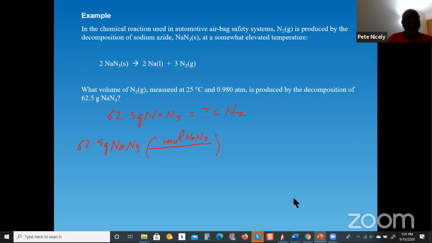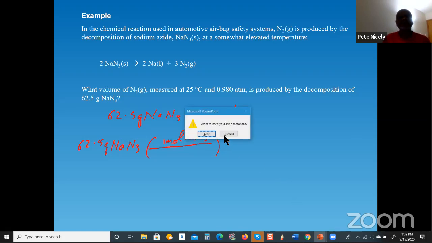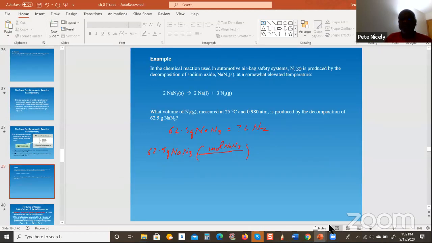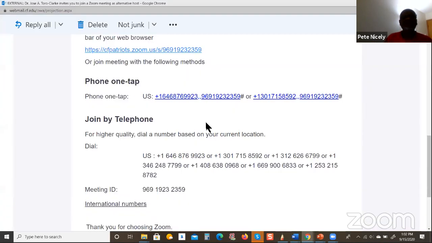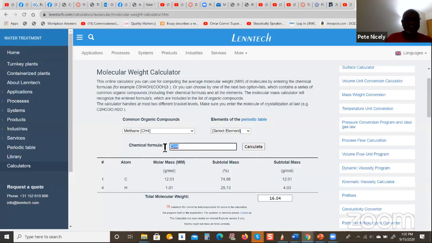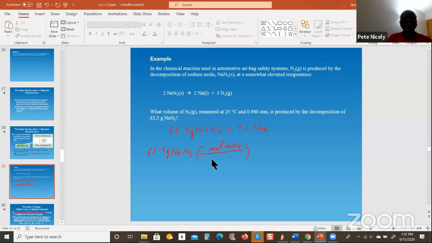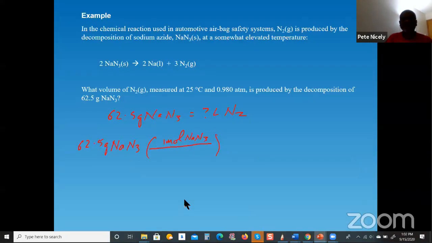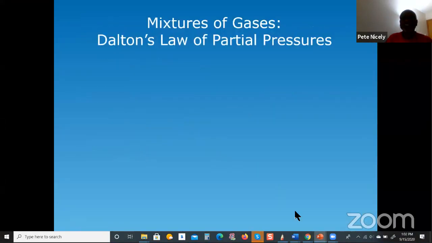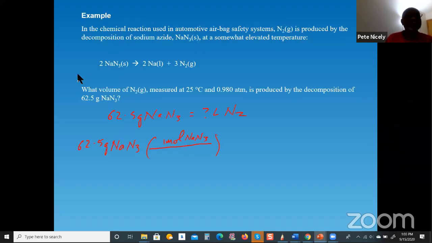So again, I am going to go to my trusty molar mass calculator. No, that's not it. This is it. So here it's going to be NaN3. I'm going to calculate. And according to this it is 65.01. So I'm going to go back to here and okay. I hate these hiccups. Now, why is it not giving me the pen function?